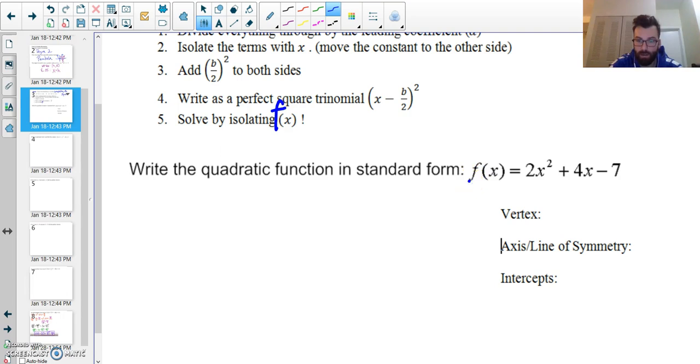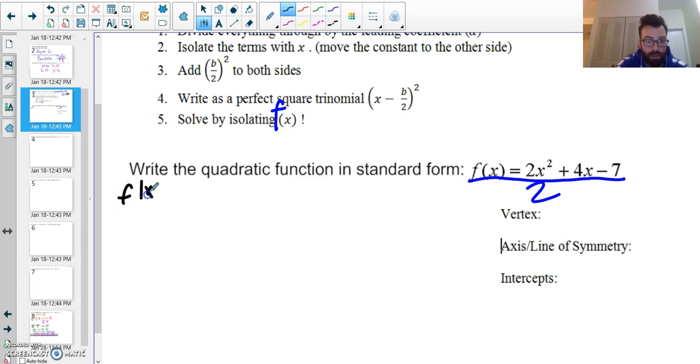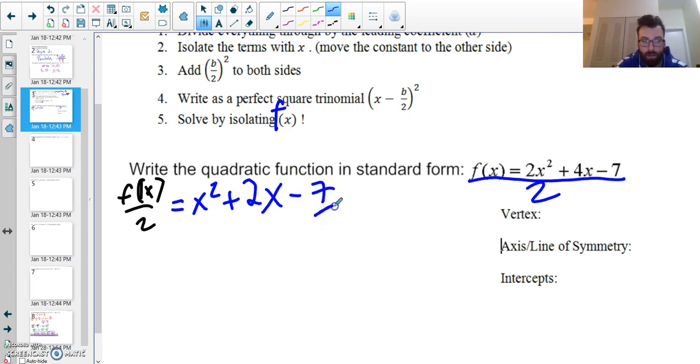So the first thing I need to do is divide everything by 2. I'm going to divide f of x by 2, but I'm just going to leave it as f of x over 2 equals x squared plus 2x minus 7 over 2.